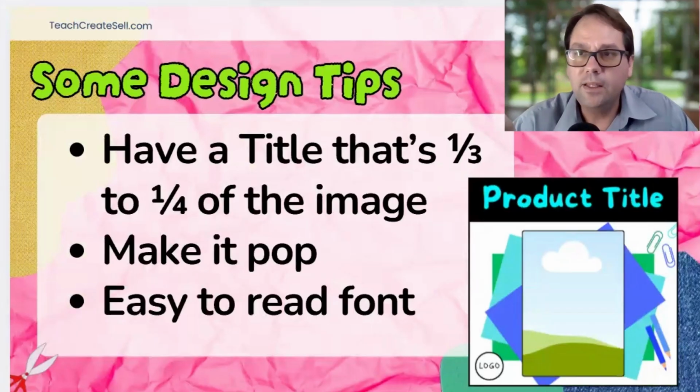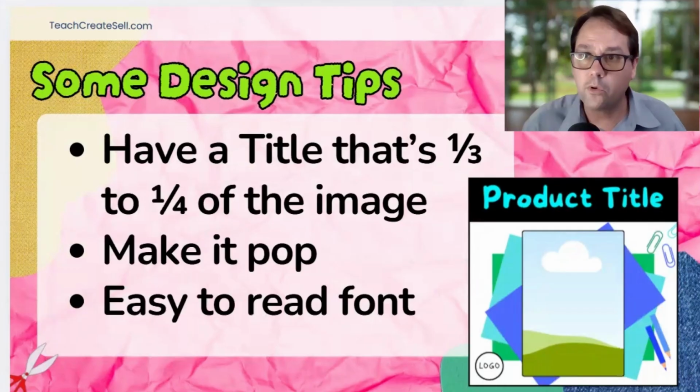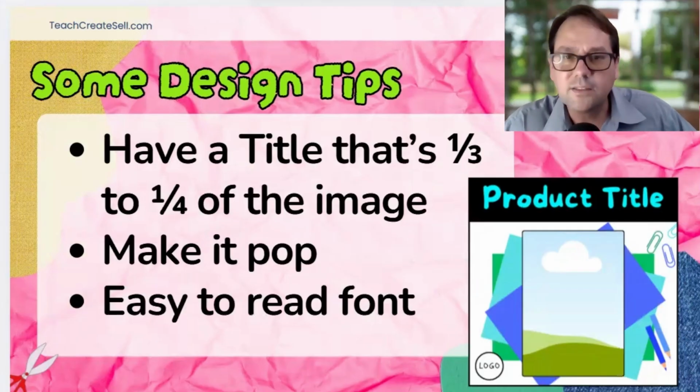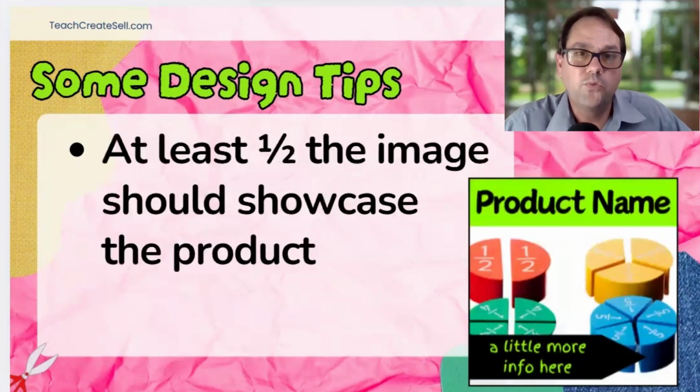Make it pop. An easy way to do that is to have a border behind it, a different color. Like there, you see product titles in blue, but behind it, it's in black. You want your font nice and easy to read. Another easy way to make it pop is shadow it, outline it, different colors, all those things. And then, like I said, have a nice, easy to read font.